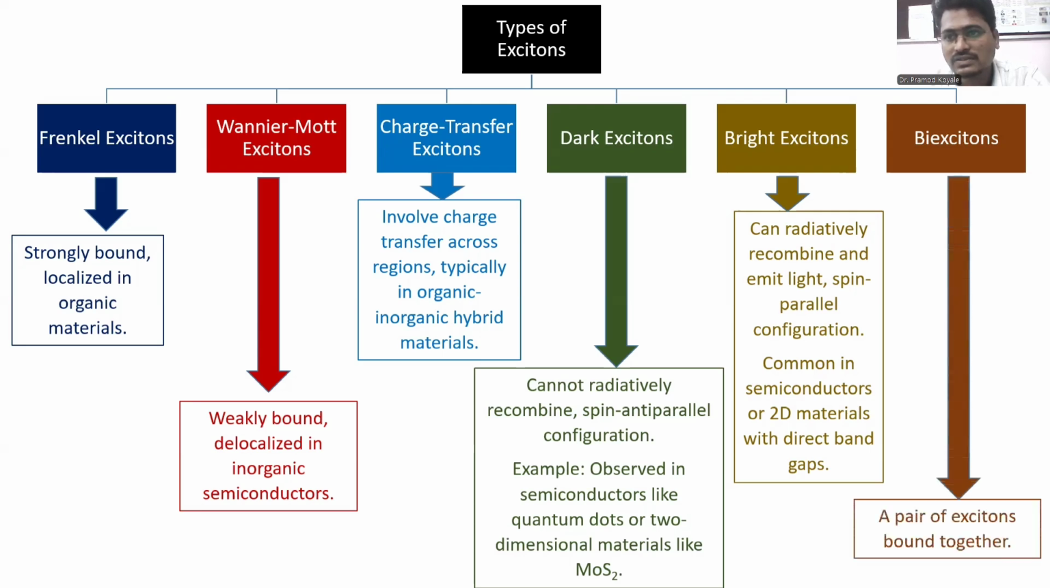Okay, and the last one, that is biexcitons. It is nothing but a pair of excitons which are bound with each other. So this is about the types of excitons and what is meant by excitons, and why it is applicable for the optical processes.